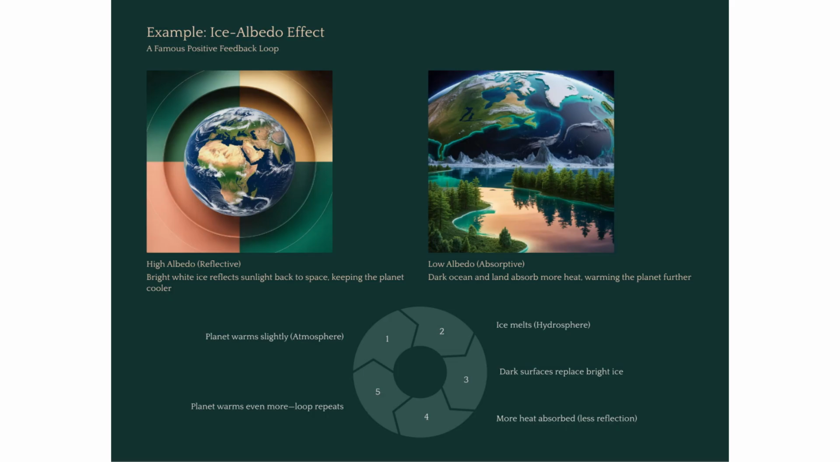Albedo is just a word for how reflective a surface is. White ice is very reflective. It bounces sunlight and heat back into space. Dark ocean water is not. It absorbs heat. So here's the loop. The planet warms up a little, atmosphere. This causes some of that bright white ice to melt, hydrosphere. This exposes the darker land or ocean underneath. This dark surface absorbs more sunlight, which makes the planet warmer, which melts even more ice. The process feeds on itself, accelerating the change.